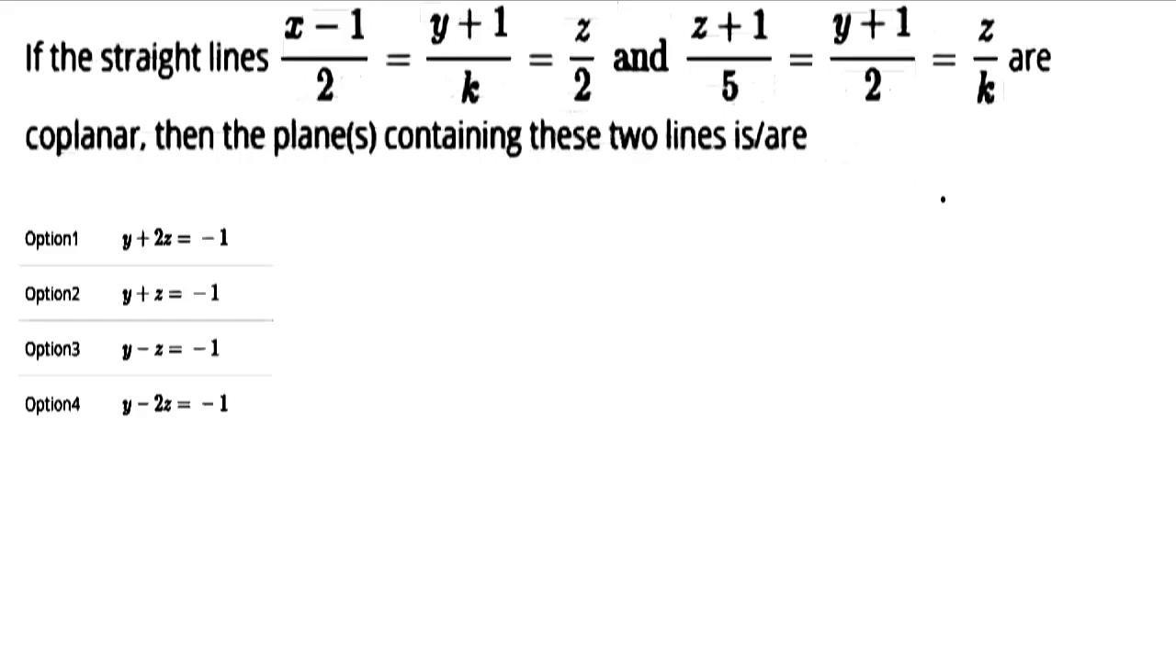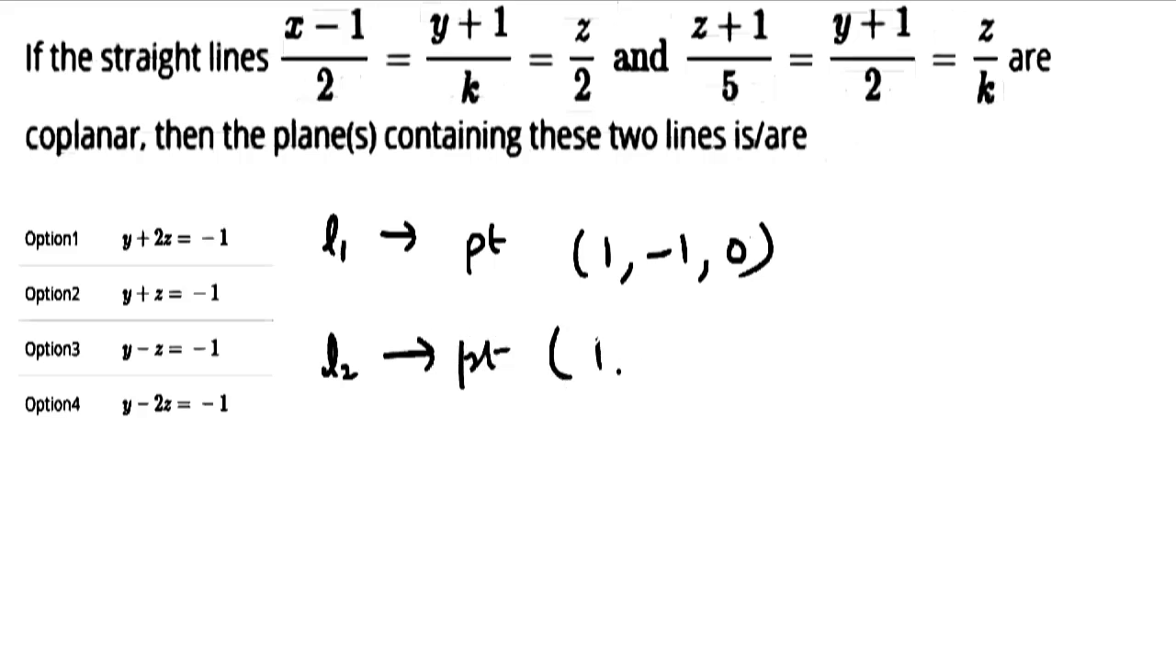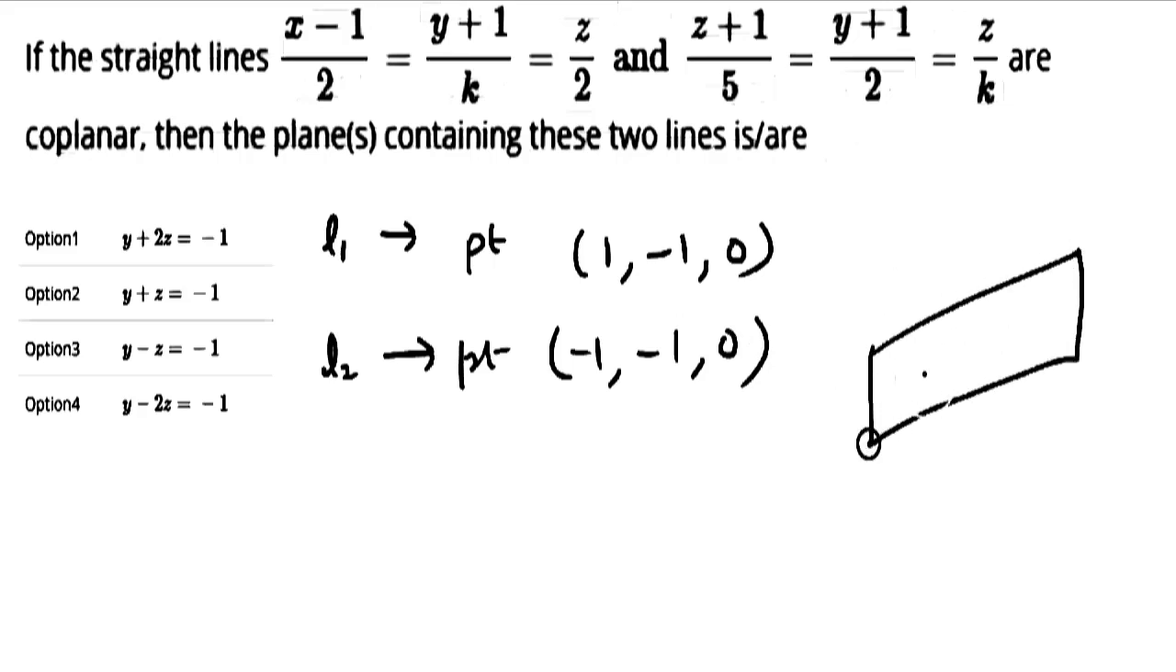To find the value of k, we know that these two lines are coplanar. Coplanar means they lie in the same plane. So we have a determinant formula that says if the lines are coplanar, then the determinant will be 0, right? In line 1 we have our point as 1, minus 1 and 0, and in L2 we have our point as minus 1, minus 1 and 0. Since the two lines lie on the plane and we have a point on each line, if we connect these two points, we can get the equation of the third line also.